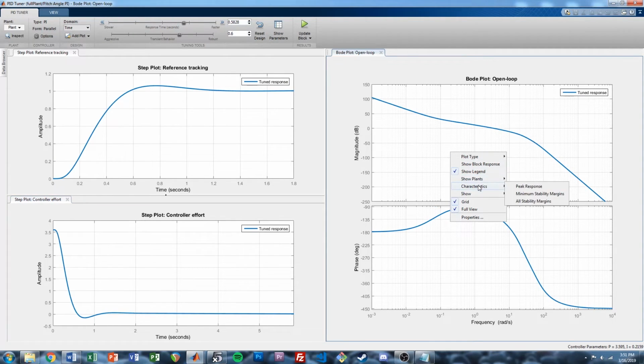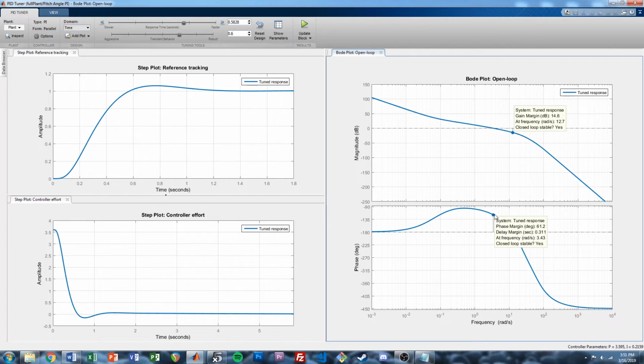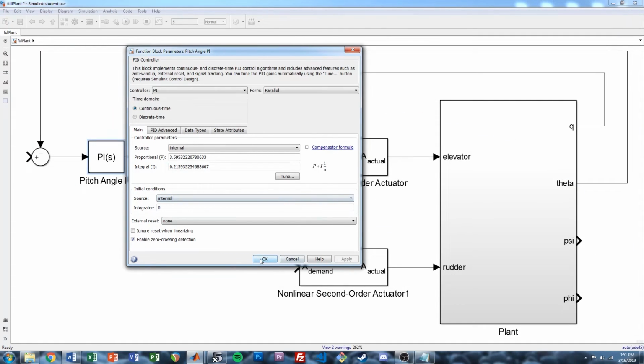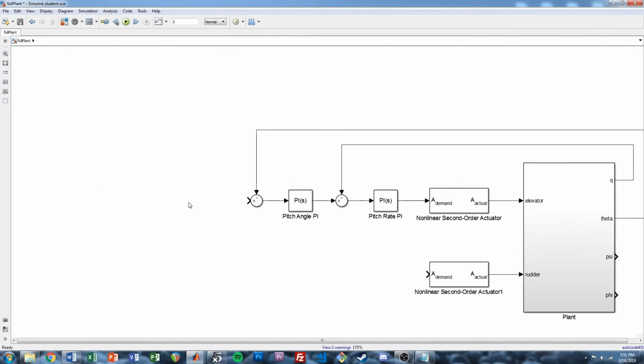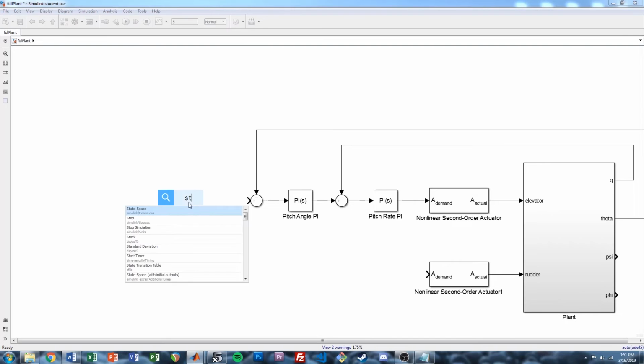And then if we go here, characteristics, minimum stability margins, we should still be fine. 14.5, give or take a little bit, gain margin, and 60 degrees phase margin. So that looks pretty good. So I'm going to update the block, close this, and call it a day on the pitch design. And I'm guessing we have very similar values to what we had previously.